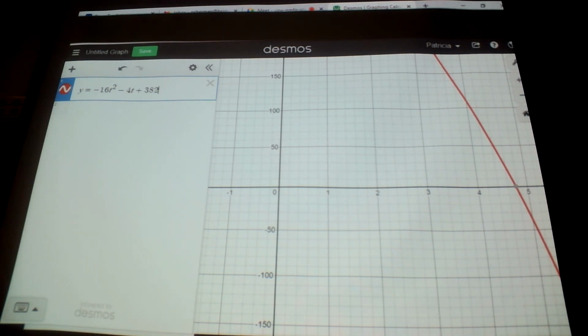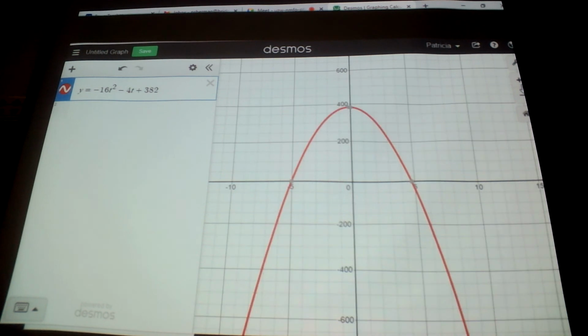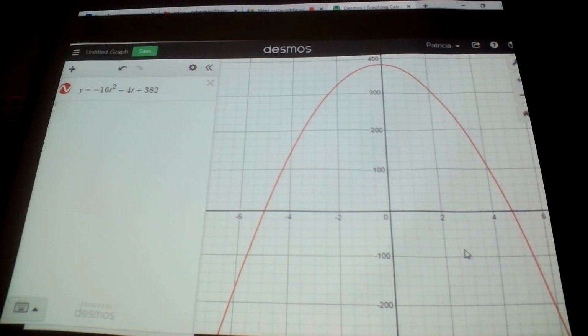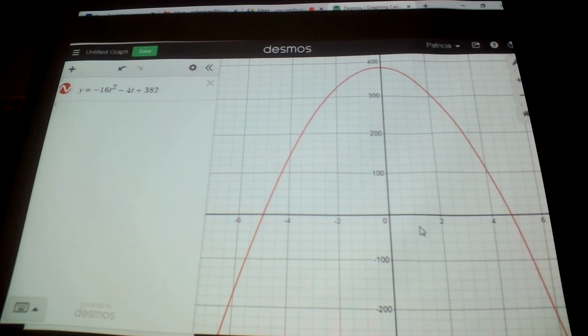Okay, we need to redo the scale here, or just zoom in differently. So think about it. I'm at the top of a building. The building, it should make sense, is 382 feet, because that's your y-intercept. That's how high I am when I'm about to throw it, my starting point. So I really don't even care about this side of the parabola. This left side doesn't really mean anything in terms of an application problem, because we're in the real world, we can't go to negative time.